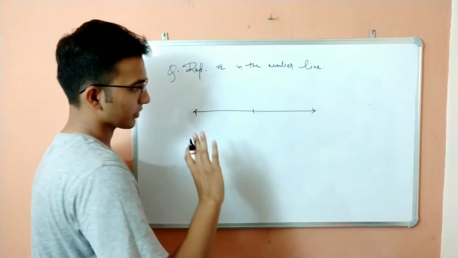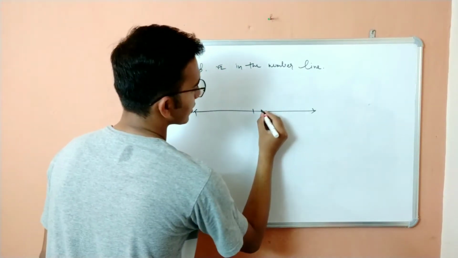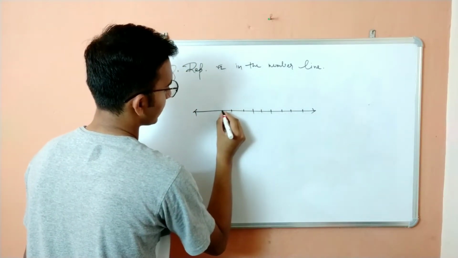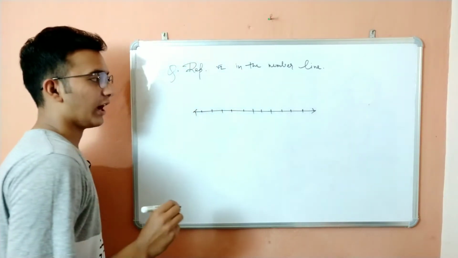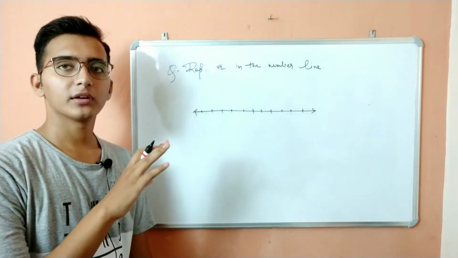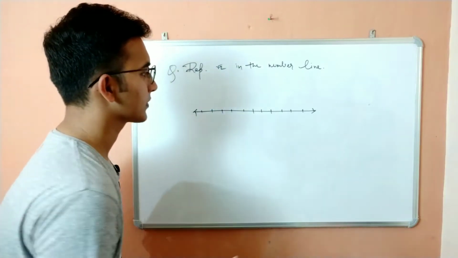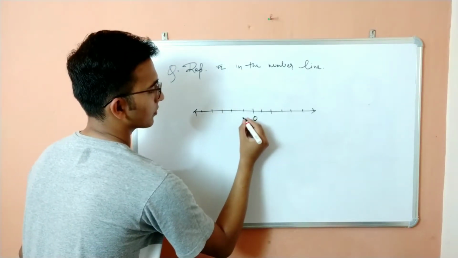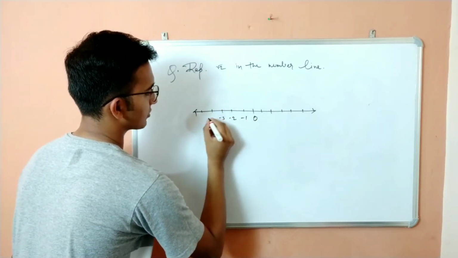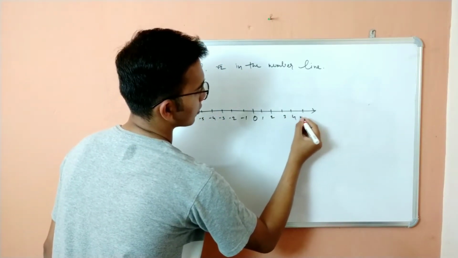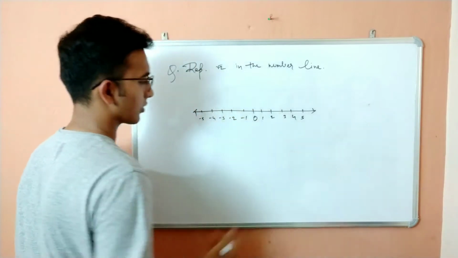I'm drawing it freehand. Now keep in mind, I'm doing a freehand diagram. You don't have to do this freehand. You can take your scale, properly measure everything and then draw. Now this is suppose 0, minus 1, minus 2, minus 3, minus 4, minus 5, and 1, 2, 3, 4, 5, and it goes on.